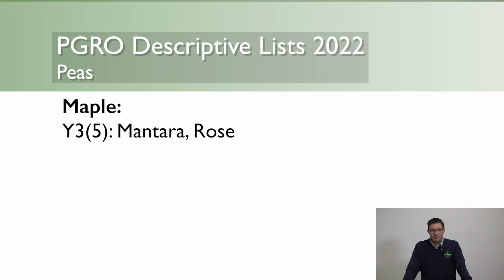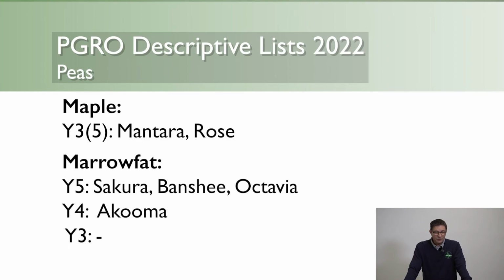Not a lot of change within the marrowfat pea category. We've still got Mantara and Rose, but they have had a good year in 2021 and have in fact upped their yield ratings slightly for the 2022 list. In year 5, Marifat, Banshee and Octavia join Sakura, and Akuma moves from year 3 to year 4 status.